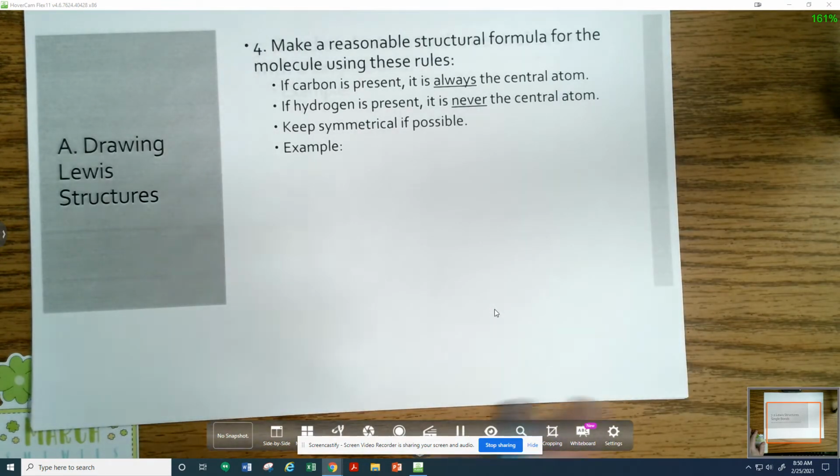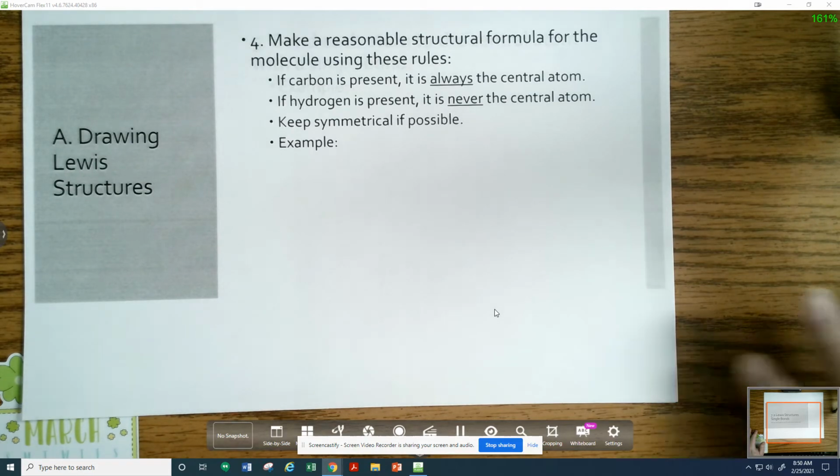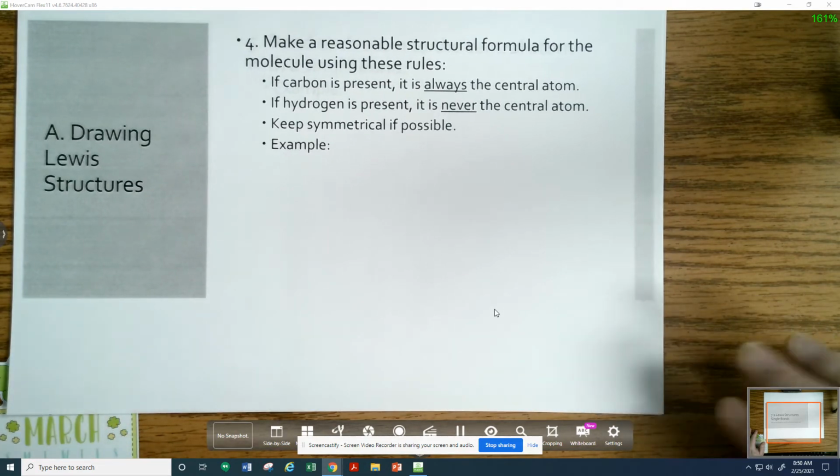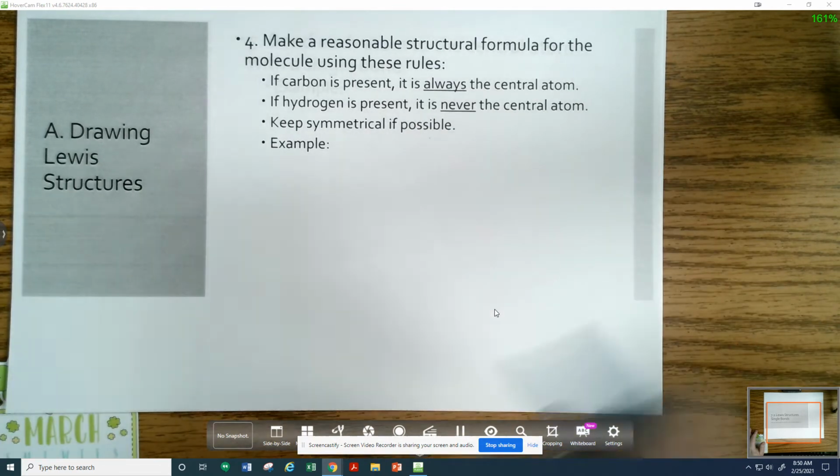So the next thing, and this is just kind of like chemical naming. The more you do it, it's kind of like riding a bike and you get better at it. So we have lots of examples we'll work through. And so I'll work through these rules here as we get to that point.